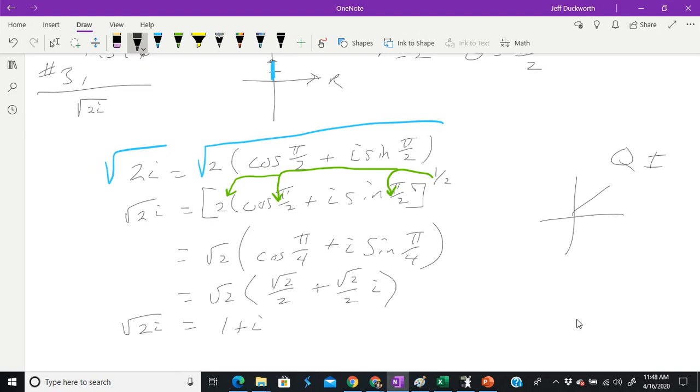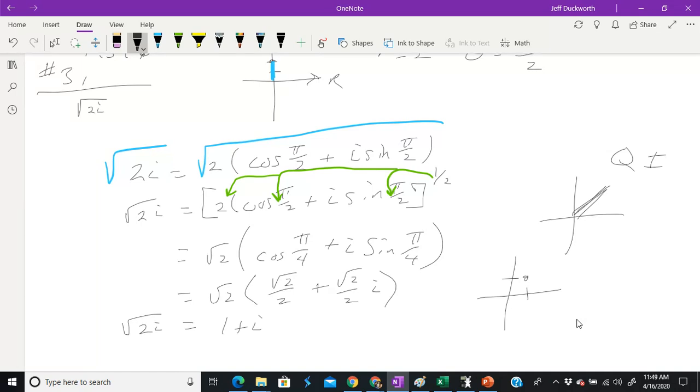Now, as we know, when we take a square root, we get two different answers. If you take the square root of 4 while solving for x, you get plus or minus 2. The square root of 4 is just 2, but when you're solving for x, x can be negative 2 or 2. Anyway, I digress. So we found one answer here: 1 plus i is one answer.